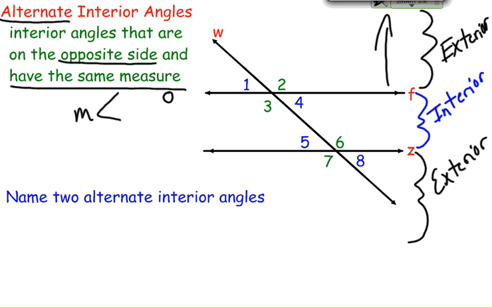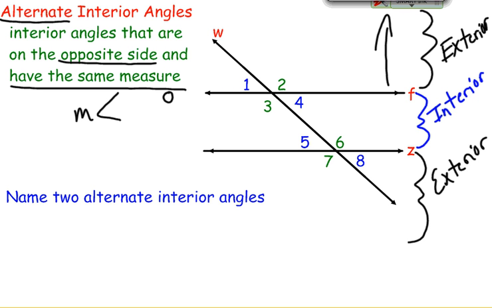Look at the diagram here and see if you can use this definition to help you understand two alternate interior angles. Did you figure it out? Let's look at it. I gave you some big hints because I've color-coded them a little bit.